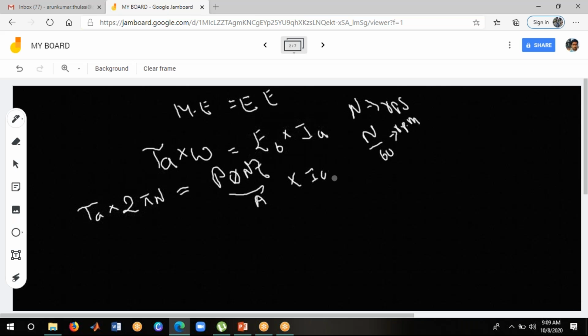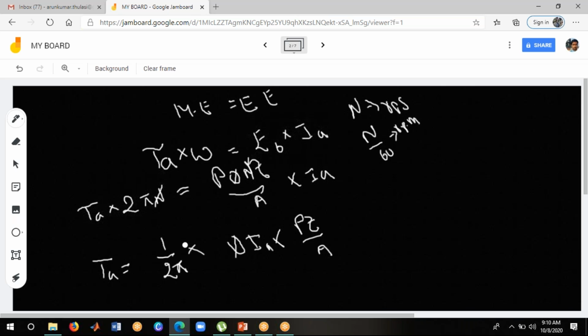Now from this equation, let's cancel on both sides, n into n will be cancelled. Now the armature torque is equal to 1 divided by 2 pi into pi IA. So take pi IA as a common term into PZ by A. So this is the armature torque equation. The armature torque equation is 1 by 2 pi into pi IA into PZ by A.